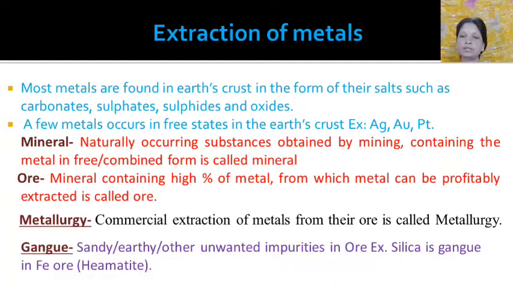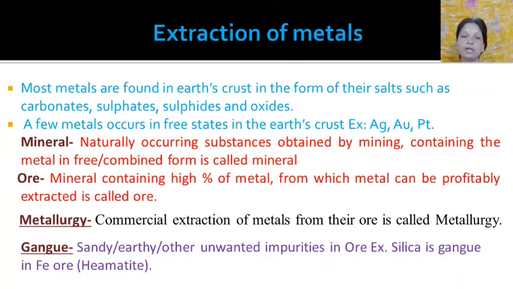Now let us discuss the term mineral. Naturally occurring substances obtained by mining that contain the metal in free or combined form are called minerals. Now let us discuss the term ore. What is meant by ore? A mineral containing a high percentage of metal from which the metal can be profitably extracted is called an ore.